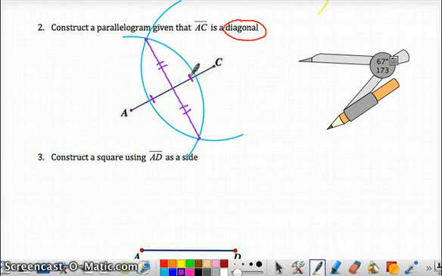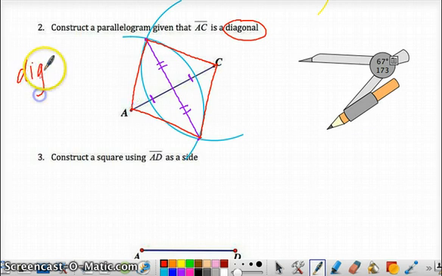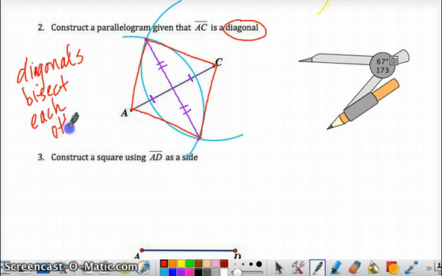So if I connect A to this point, C to this point, to these two points, don't I have a parallelogram? Yes, because what do we know about diagonals? We know both diagonals must bisect each other. So both being the key word here. So both diagonals must bisect each other.